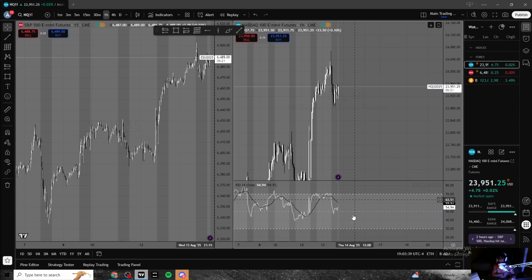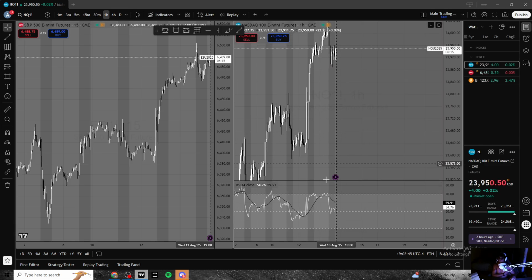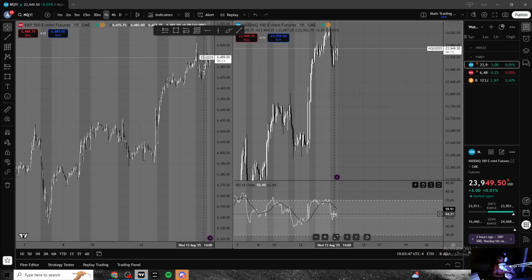And by no means am I saying that we're going to come here and then go all the way down here. That's not what I'm saying. I'm just saying that we are due for a rebalance. When we are overbought, we are going to want to rebalance back into the normal zone, back within the 30 to 70 range. Okay, that's all that I use this for.